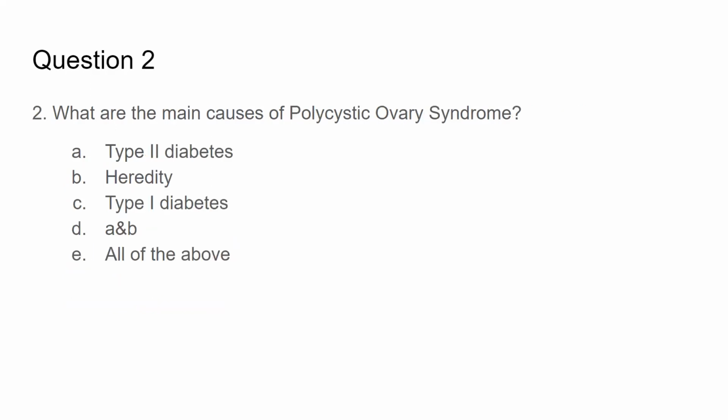So our second question is, what are the main causes of polycystic ovary syndrome? A, type 2 diabetes, B, heredity, C, type 1 diabetes, D, A and B, and E, all of the above. So the answer would be A and B, type 2 diabetes and heredity, due to the overproduction of insulin, and scientists believe that there is a hereditary link to polycystic ovary syndrome.